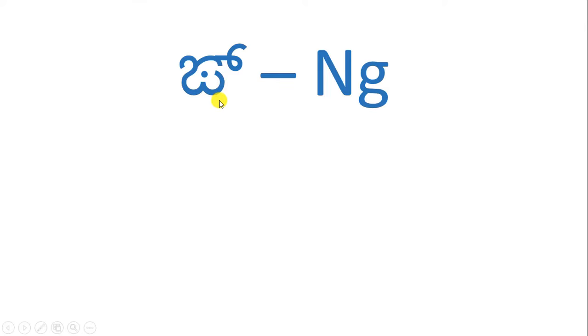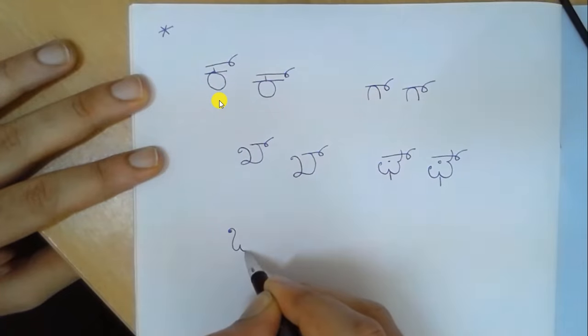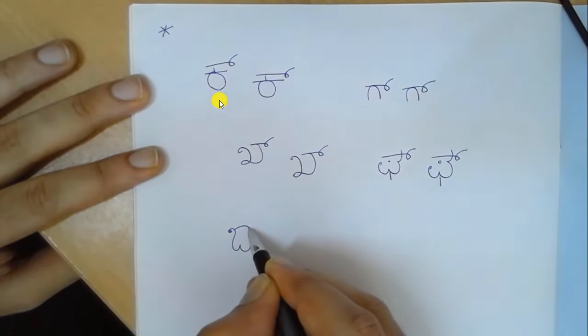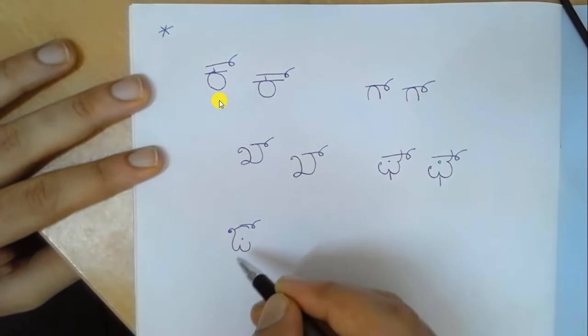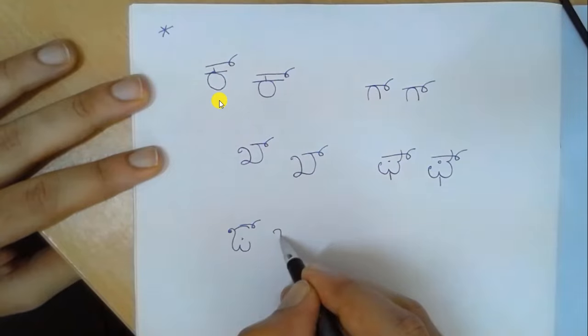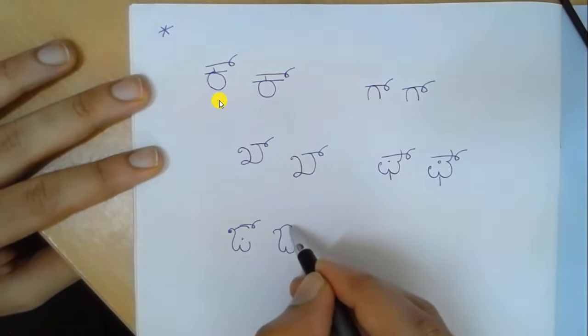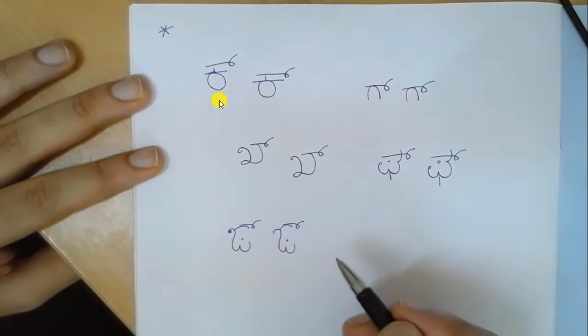Okay, so now let us see how to write it. We write this root consonant like this. Okay, ng. We rarely use it in Kannada also, so do not worry about it if you do not get it. Okay, yeah, so that is how you write it.